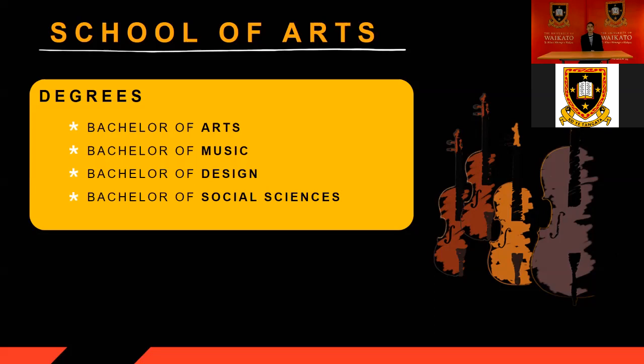We also contribute to the Bachelor of Design, which is mainly housed within computer science and graphic design, but we contribute in the form of screen and media to a major called media design. And we also contribute to the Bachelor of Social Sciences. So if you're taking a Bachelor of Social Sciences, you can also take a major in linguistics or in screen and media. And if you're taking another major, you can take major papers from those majors to complement whatever your specialism is as well.